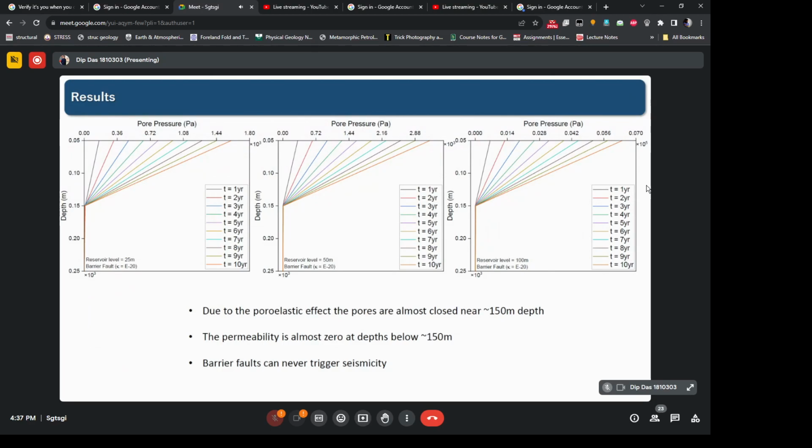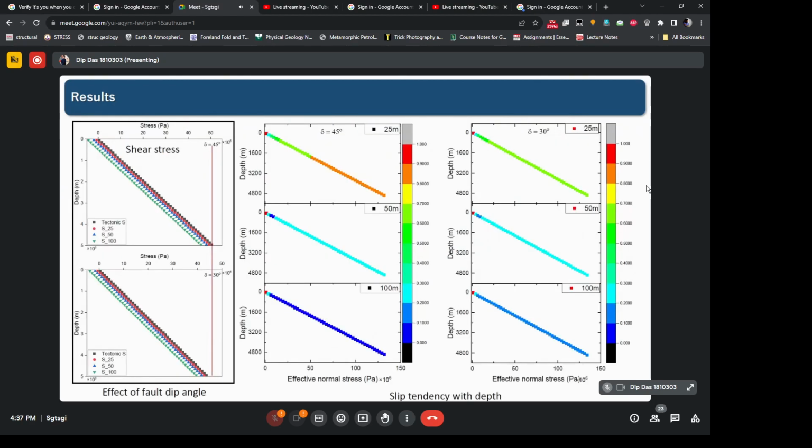So the permeability of an already low permeable fault decreases. So from this, what we can say is the barrier fault can never trigger seismicity. Now, if you look at the stress distribution with depth, this is the variation of shear stress for different reservoir depth here, and this is for a 30-degree fault plane, and this is for a 45-degree fault plane.